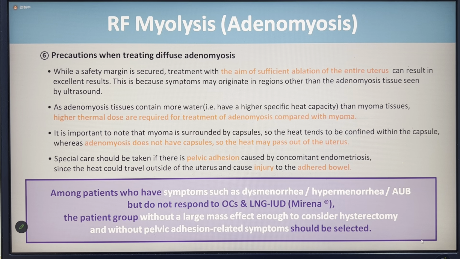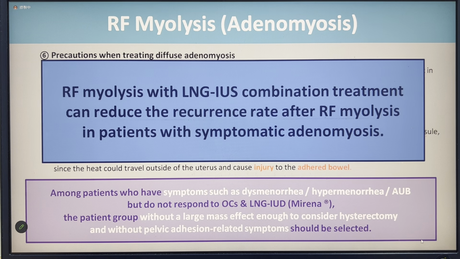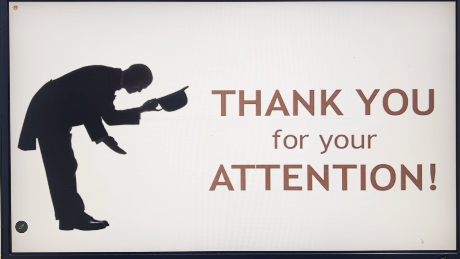Special care should be taken if there is pelvic adhesion caused by concomitant endometriosis, since the heat could travel outside of the uterus and cause injury to the adhered bowel. Among patients who have symptoms but do not respond to medical treatment, the patient group without a large mass effect enough to consider hysterectomy and without pelvic adhesion-related symptoms should be selected. RF myolysis with LNG-IUS combination treatment can reduce the recurrence rate after RF myolysis in patients with symptomatic adenomyosis. So thank you for your attention.